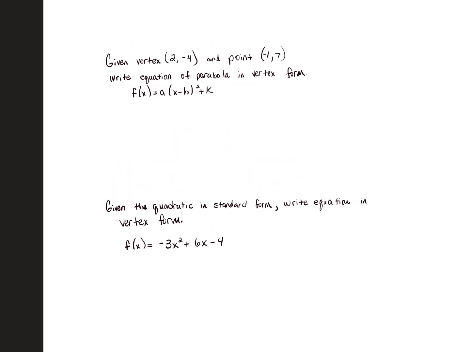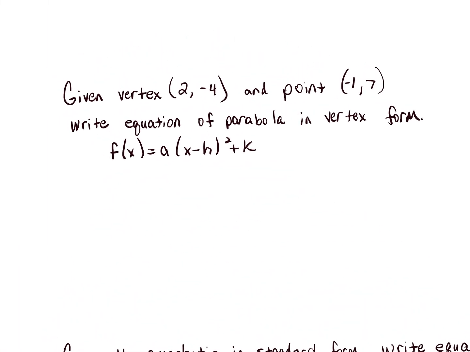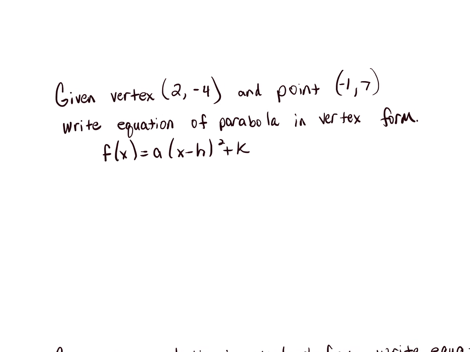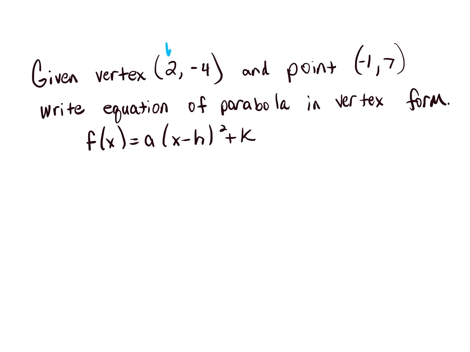Alright, let's look at the last page. So given a vertex and the point, write the equation of the parabola in vertex form. So our vertex is going to be our h and k. Our point is going to be x and y. So let's plug in what we have. F of x is just a fancy way of saying y.